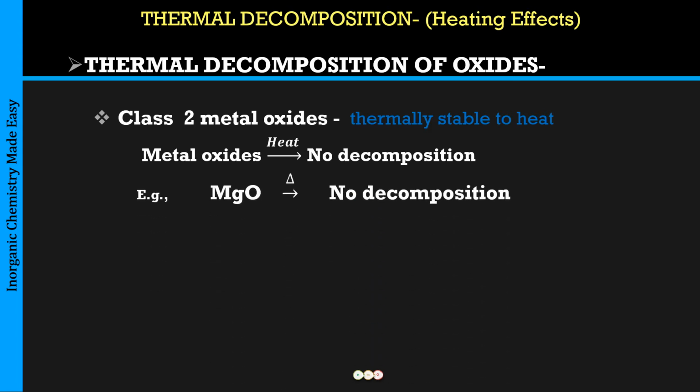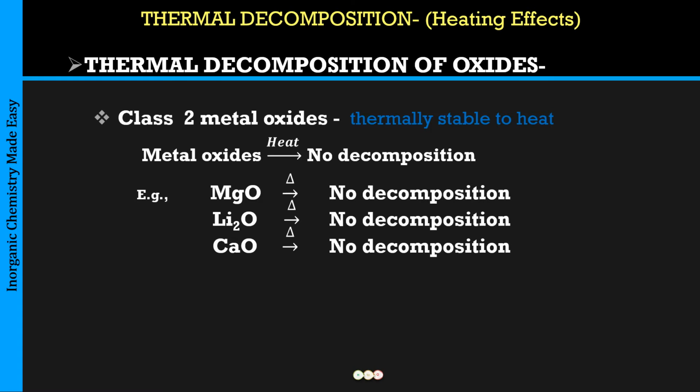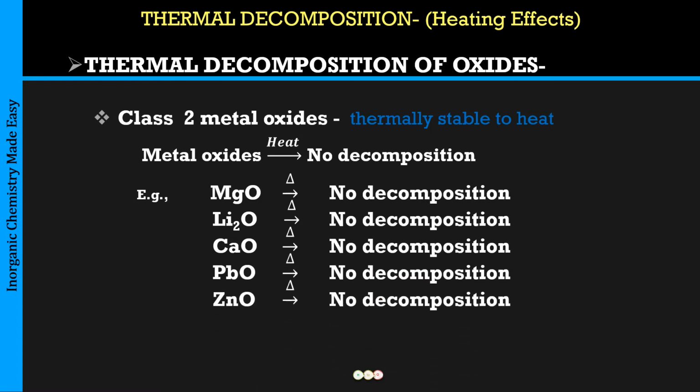All right. And then we have magnesium oxide for an example, no decomposition taking place. Lithium oxide, no decomposition. Calcium oxide, lead oxide, zinc oxide, aluminium oxide, no decomposition taking place. So for all the class 2 metals, you only have to remember what the metals in that class are. If you remember them, you will know that no new compound is going to be formed.